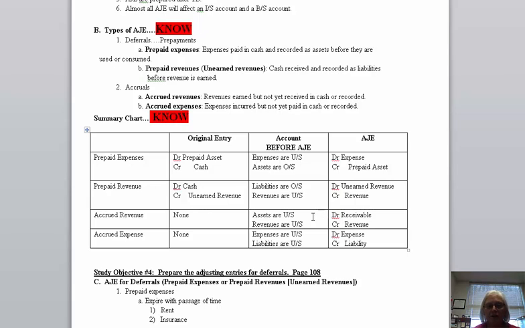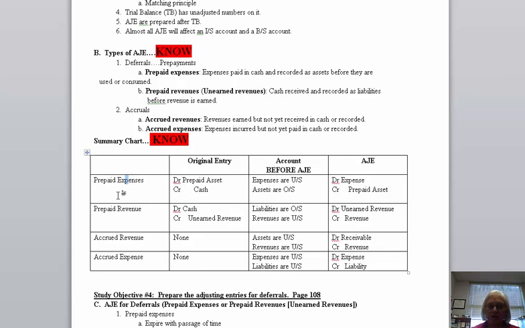The only thing that I would add to this chart is underneath each of these words, like prepaid expenses, I want you to put a 3-part definition in there. In the lecture notes I have that you should know all 4 different types of adjusting entries: prepaid expenses, prepaid revenues, accrued revenues, and accrued expenses. Let's run through the definitions pretty quickly, and then we'll be done for this part of this video.